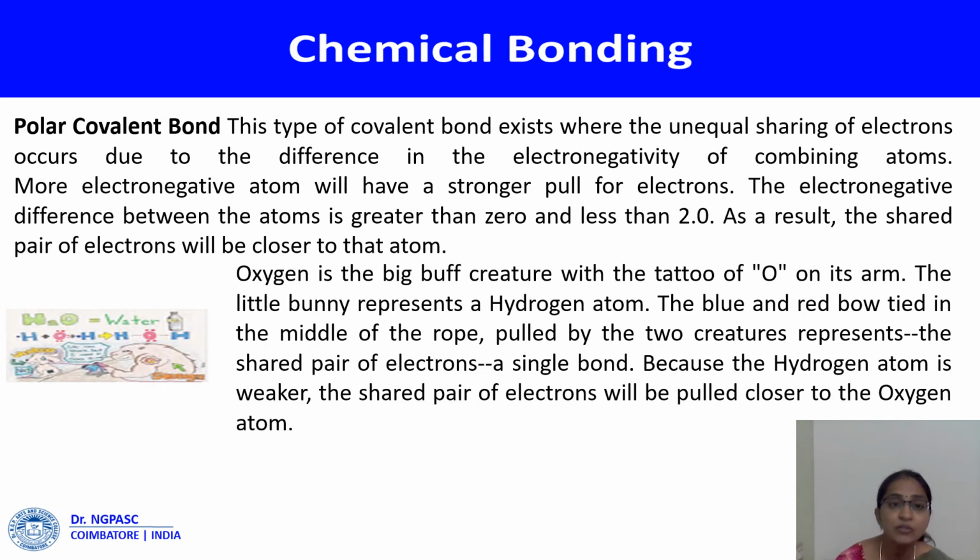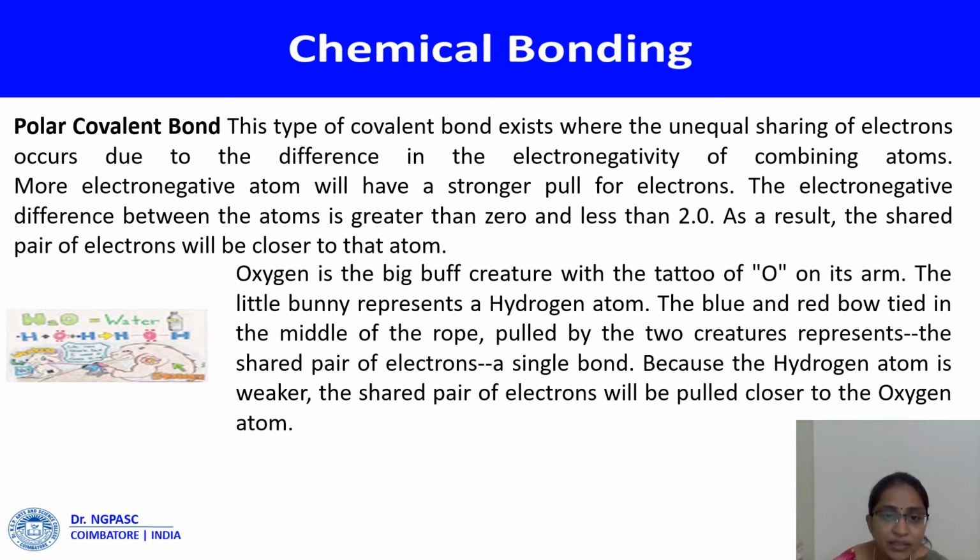Next, the polar covalent bond. This type of covalent bond exists where unequal sharing of electrons occurs due to the difference in the electronegativity of the combining atoms. The more electronegative atom will have the stronger pull for electrons. The electronegativity difference between the two atoms or ions is greater than 0 and less than 2. The shared pair of electrons will be closer to that atom.